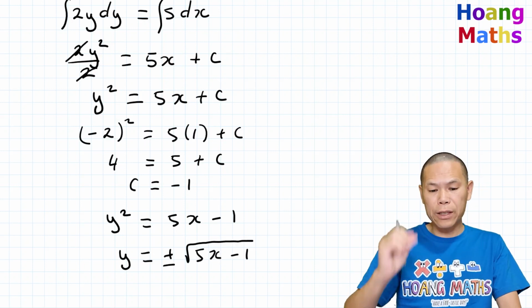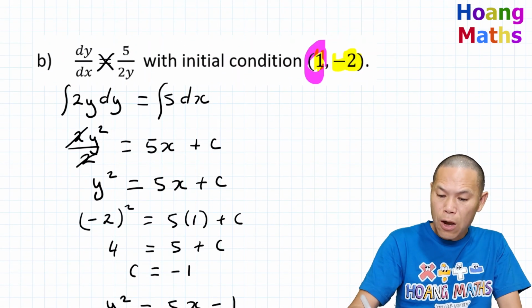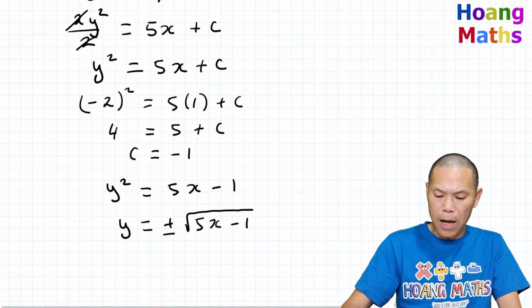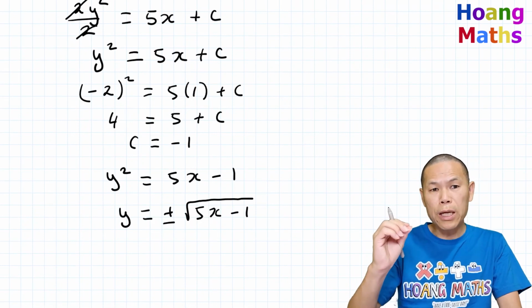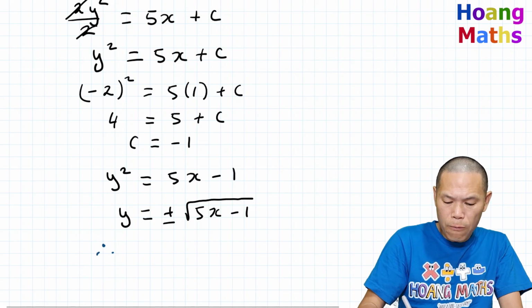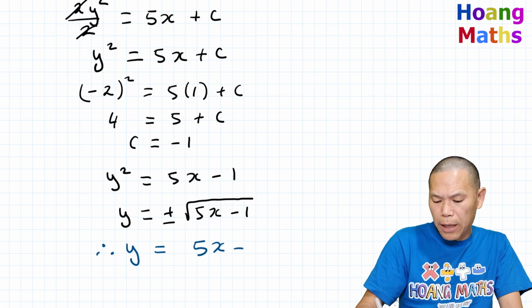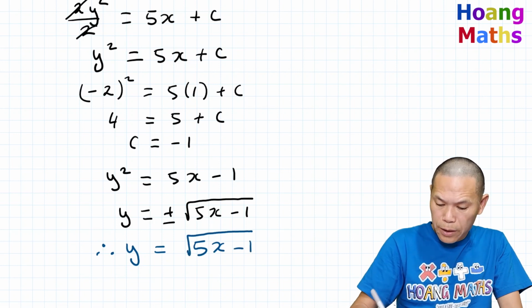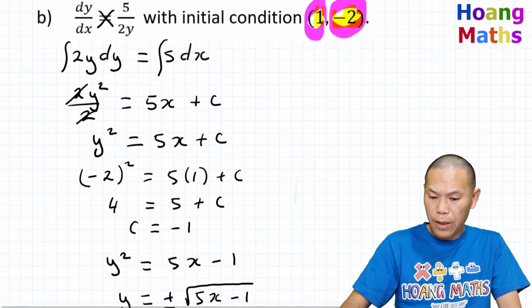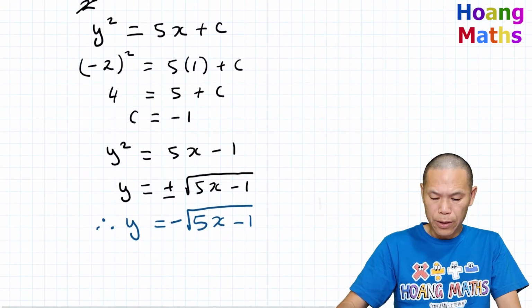There you go. But the condition is when x is 1, don't forget, y is negative 2. So when x is 1, y is a negative number. So therefore, the answer should be negative instead of positive. So this means that y is the square root of 5x minus 1, and negative. Okay, so don't forget, because when x is 1, y is negative 2, the answer should be negative. So there you go.